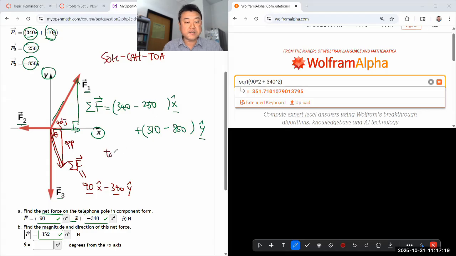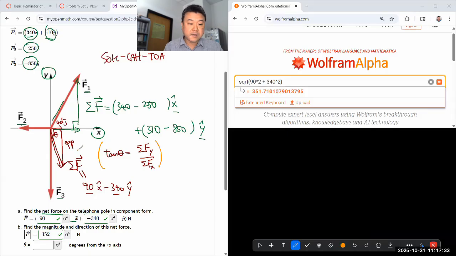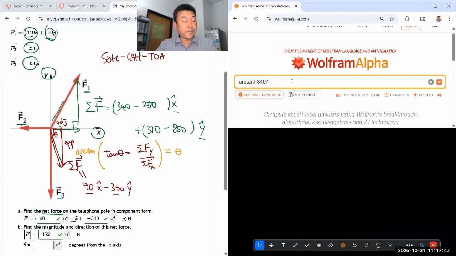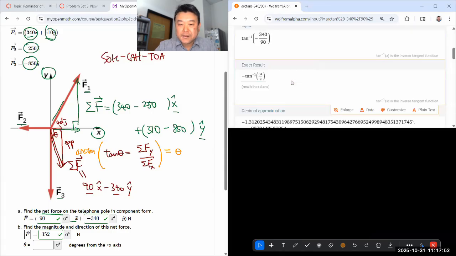So you might say tangent of theta is the net force in the y component divided by net force in the x component. And for the angle itself, which is what they're asking, you say, okay, I need the arctangent of that, and say that's my theta. So this is the naive way to do it. You do arctan of the ratio, minus 340, you even remember the minus sign, divided by 90. And when you get that, it should give me an angle answer.